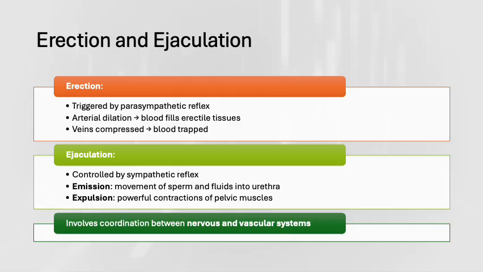Ejaculation, on the other hand, is driven by the sympathetic reflex. It occurs in 2 phases: emission, that is when sperm and glandular fluids move into the urethra, and expulsion, when the rhythmic contractions of pelvic muscles propel semen out of the body. This entire process involves precise coordination between the nervous and circulatory systems, allowing for successful delivery of sperm during sexual activity.